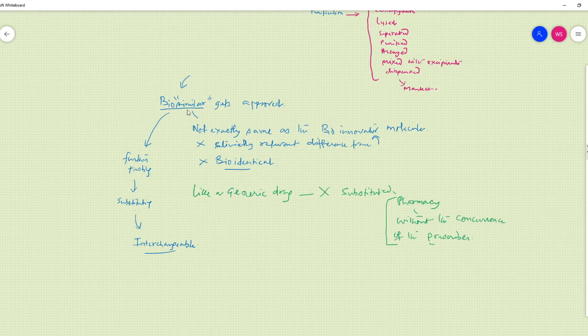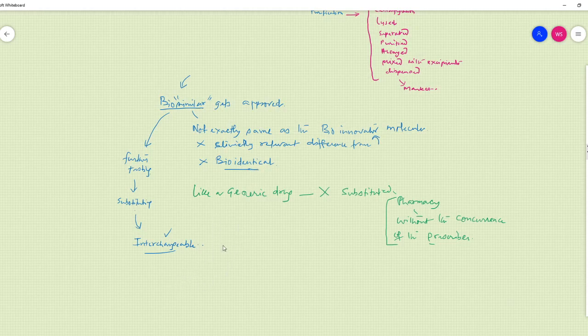So are all biosimilars interchangeable? No. Only the ones which have undergone further testing are interchangeable. So that is the difference from generic drugs. Generic drugs can be substituted in the pharmacy, but biosimilar drugs cannot be, only if they are bio-identical. So this is ideally what the FDA is trying to tell us.